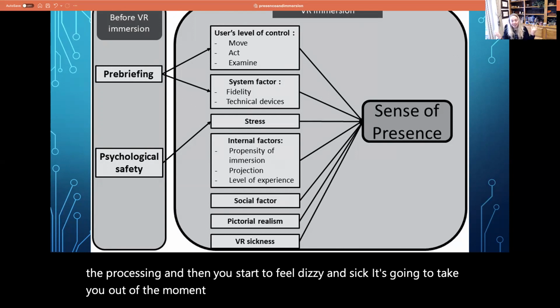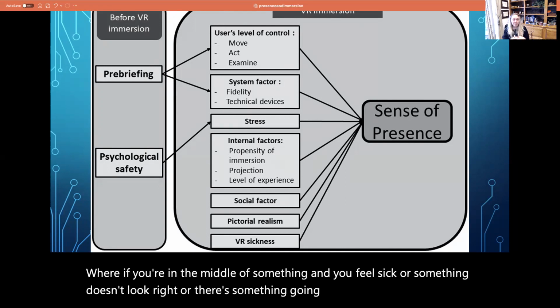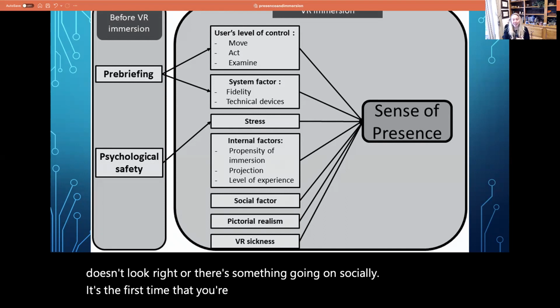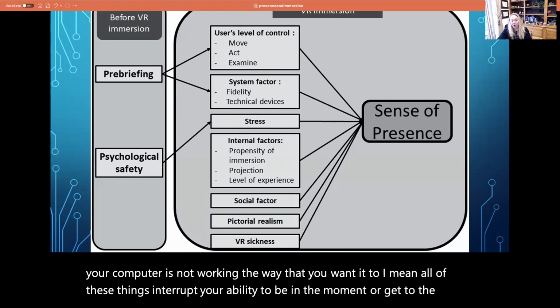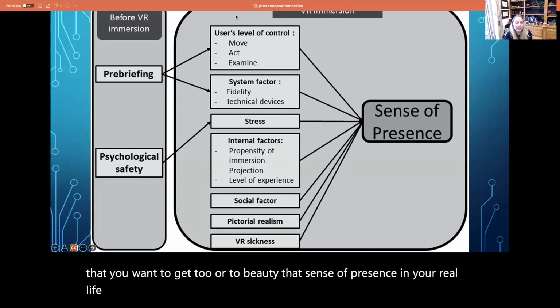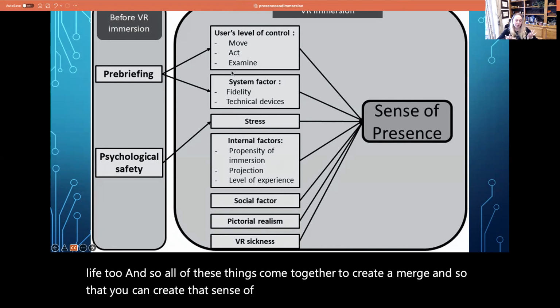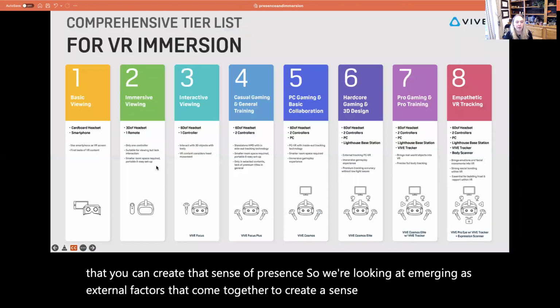And these are all things that happen in real life too, where if you're in the middle of something and you feel sick or something doesn't look right, or there's something going on socially, or it's the first time that you're doing something, or you're stressed out, or your computer's not working the way that you want it to. I mean, all of these things interrupt your ability to be in the moment or get to the tasks that you want to get to, or to achieve that sense of presence in your real life too. And so all of these things come together to create immersion so that you can create that sense of presence. So we're looking at immersion as external factors that come together to create a sense of human presence and interaction.